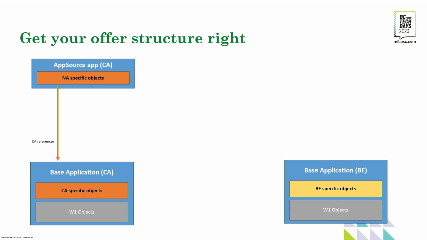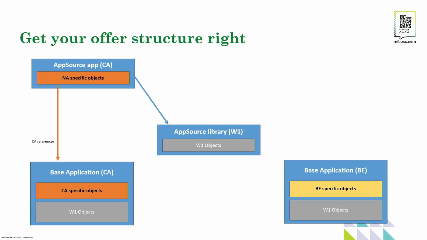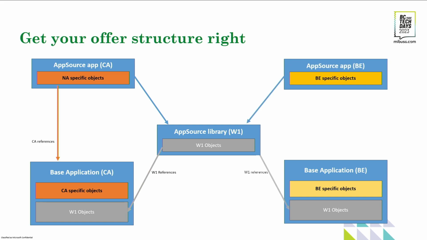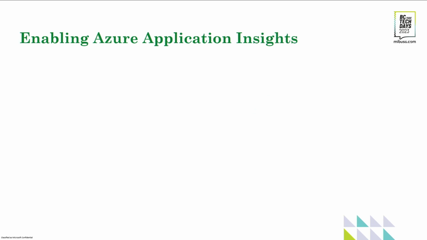One way of doing it is to extract some of your common objects into some libraries, and then you can have offers that are specific per country. It's just one approach. There can be other ways for you to consider this, but take it into account before going live and starting to have too many customers.